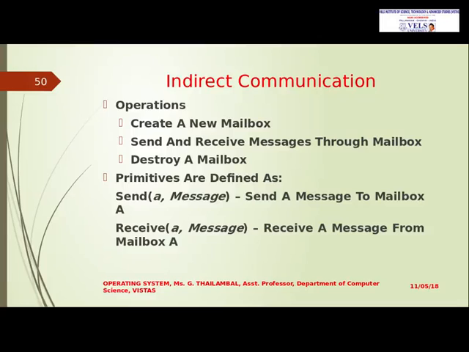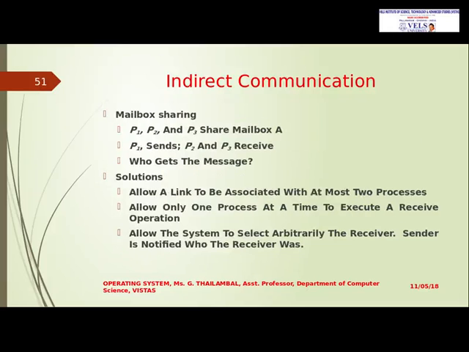And the primitives or commands used for indirect communication are again send and receive. Send is going to send the message to the mailbox, and receive is going to receive the message from the mailbox. And mailbox sharing is also there. P1, P2 and P3 share mailbox A. That means more persons will be using the same mailbox, so they are sharing it. P1 sends, and P2 and P3 may receive. It is not that you can give a communication link only for one person. So more than one person can be communicated with. That means I can send a mail to more than one person.